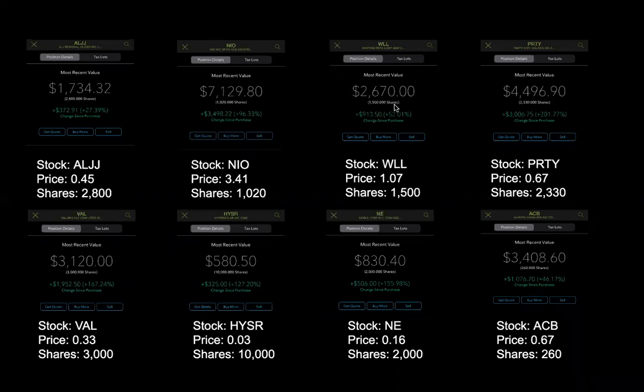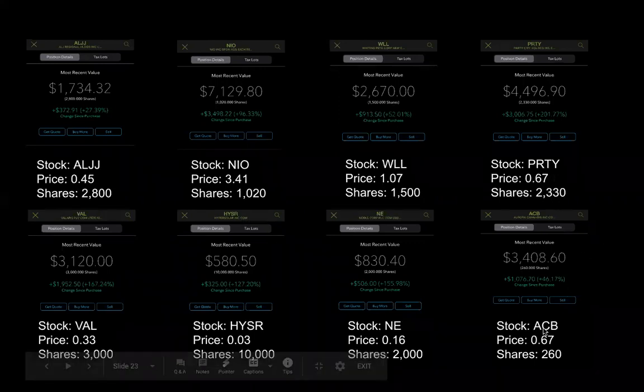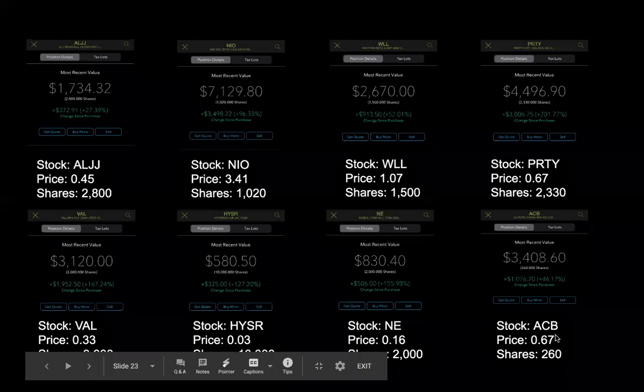Here's another one. Bought 1,500 shares of this particular one at $1.07. I'm not sure, I think I'm close to 1,500 on this particular one as well. Here's another one. I made $3,000 on Party City. Look how much I paid for it. 67 cents a share. These are pennies. Here's another one. ACB, I bought it at 67 cents a share, up $1,000.